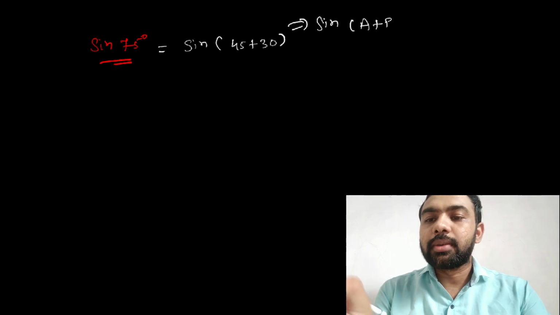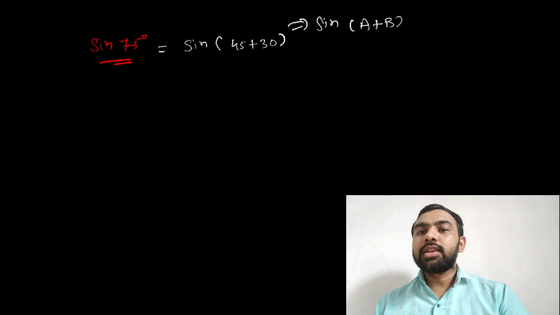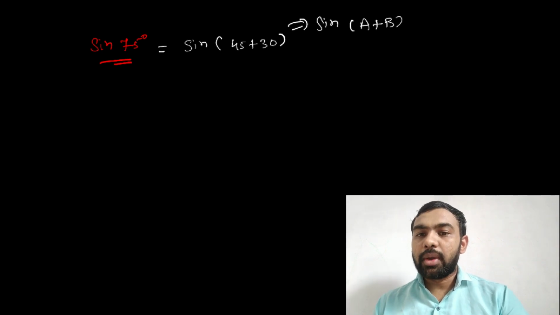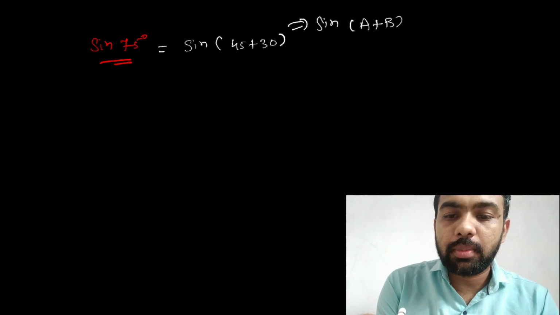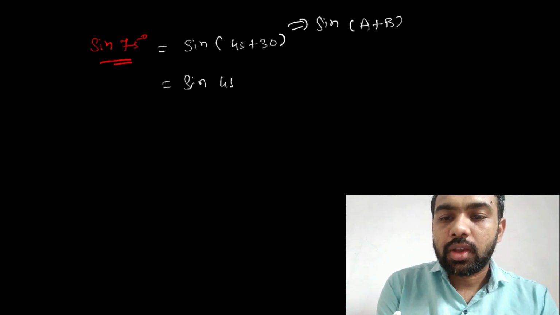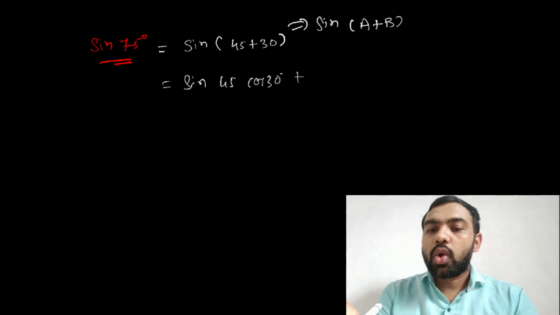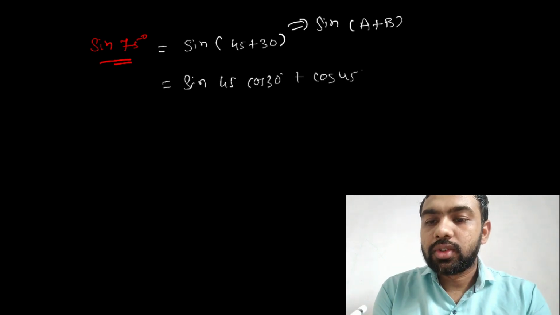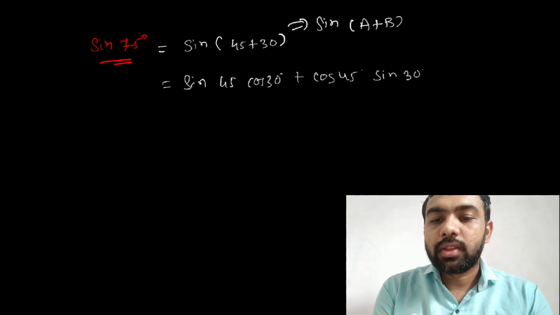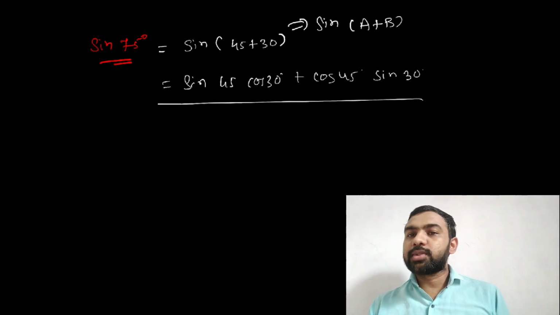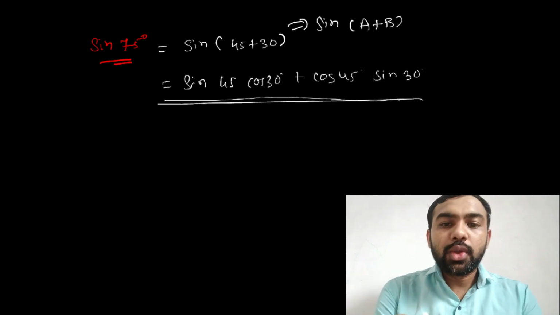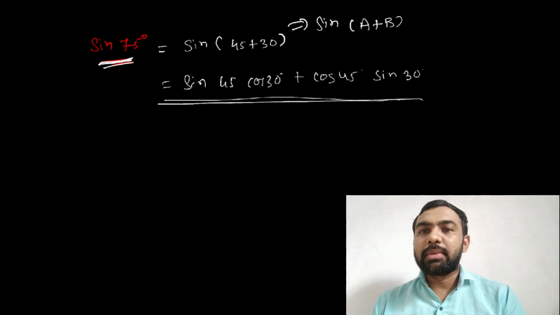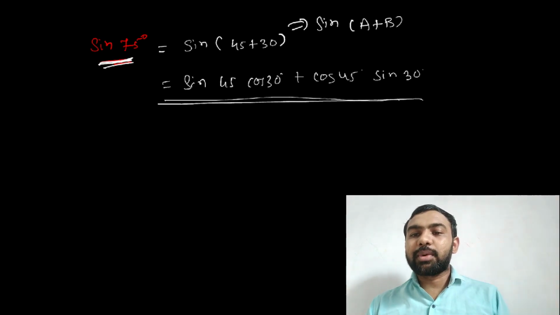Sin(A plus B). What is sin(A plus B)? Sin A cos B plus cos A sin B. You apply this relation here in this way. So this relation is quite helpful for us. So we apply sin A cos B plus cos A sin B. Now you know the values of sin 45, cos 30, cos 45, sin 30. So in this way, by using trigonometry equations, you are able to solve this type of problem in physics. So you must remember this type of equation.